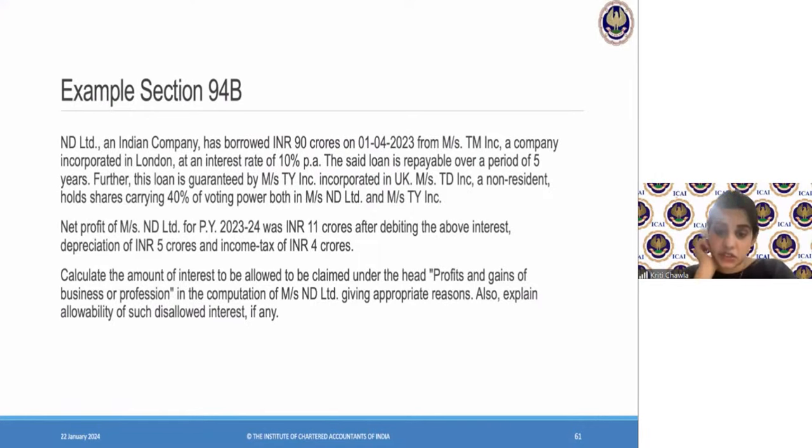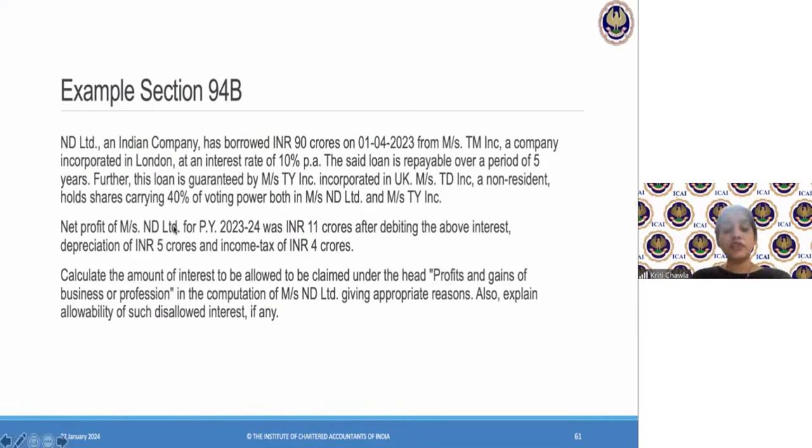Now, what happens if they are associated to each other? Well, that basically means that ND has taken a loan from TM, and the guarantee is given by TY. So that basically means that this is within the purview of limitation of interest deduction. They've taken a loan from their associated entity. And what happens if you take a loan from your associated entity? Well, there is Section 94B, and you have to make sure that the interest amount that you claim as deduction under PGBP is limited.